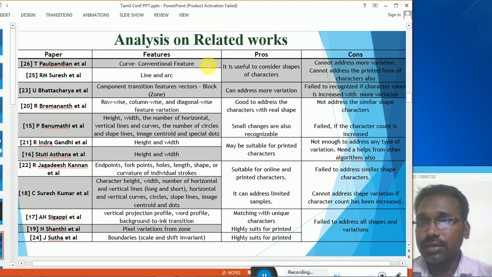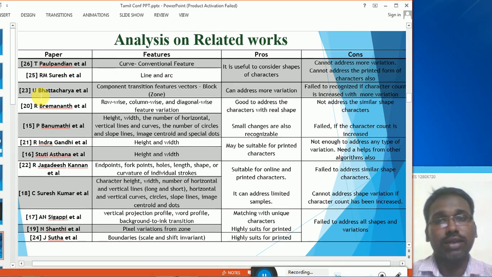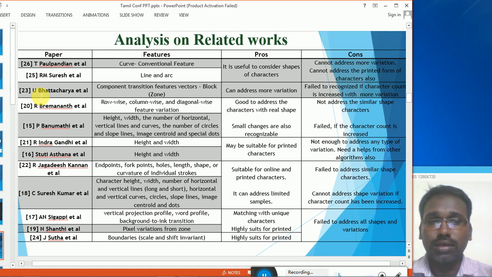The researcher Bhattacharya and his team used component transition feature vectors, a statistical feature taken from zones. Because of the zones and these features, he can address more variations, but fails to recognize if the character count is increased with more variations.